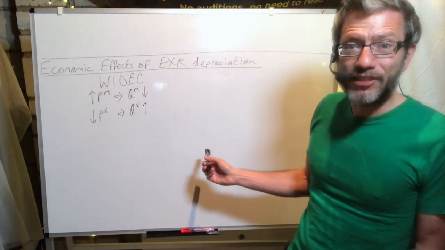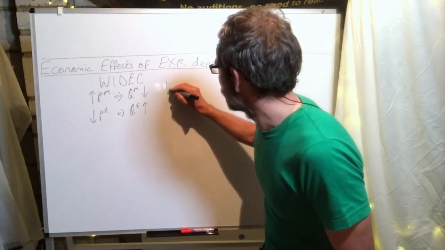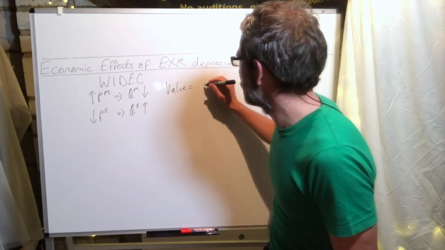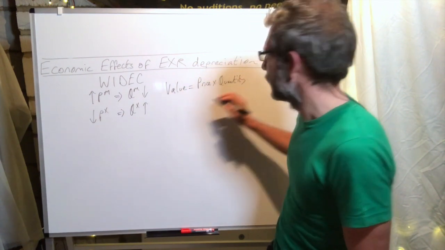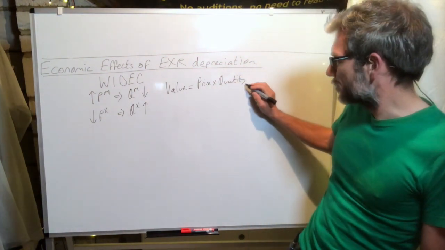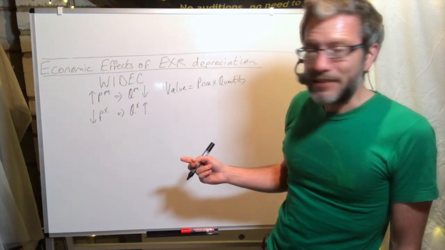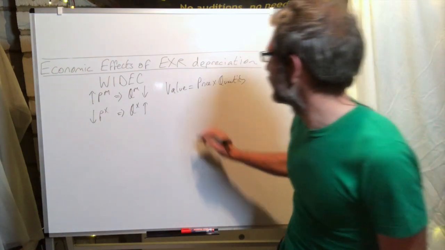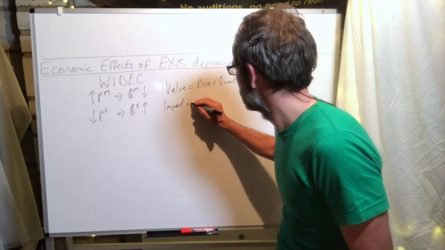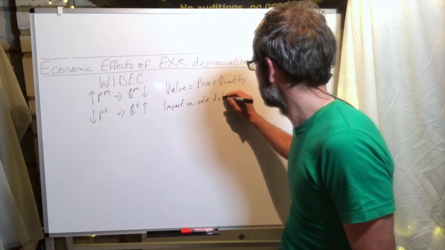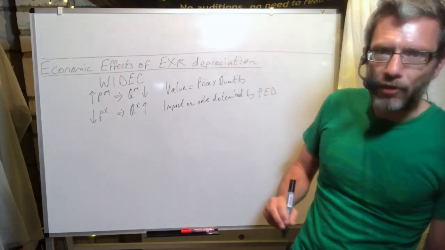However, what we're really interested in is the impact on the value of exports and imports. So the value is the price times the quantity. So value equals price times quantity. And the impact on the value is therefore going to be determined by the PED, the price elasticity of demand.